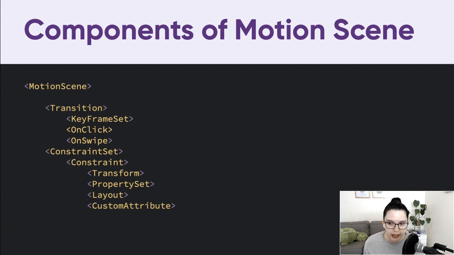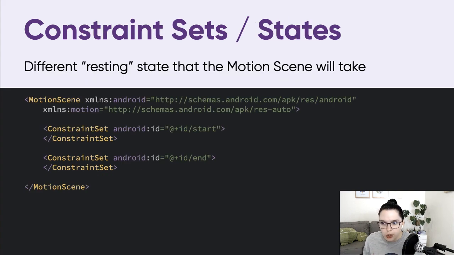And each constraint set can have a constraint that is applied to a particular view. And that constraint can have different things on it. So things such as a transformation, a property setting, a layout, or a custom attribute. And we'll go a little bit deeper into that when we get into looking at how we use the motion editor in Android Studio.